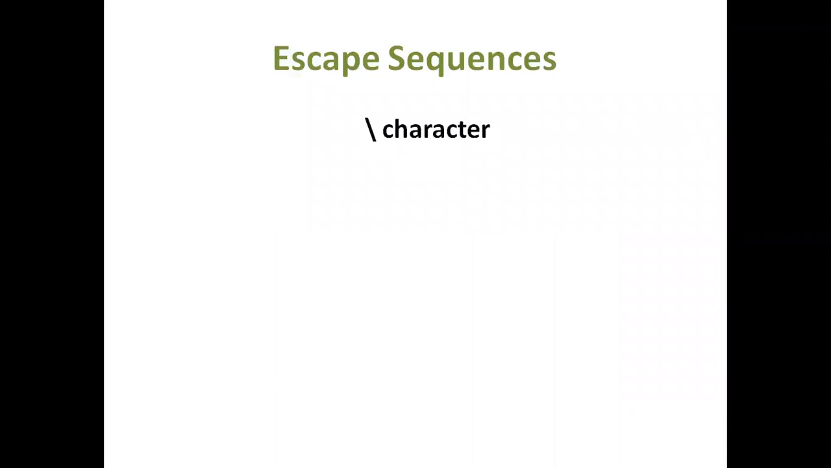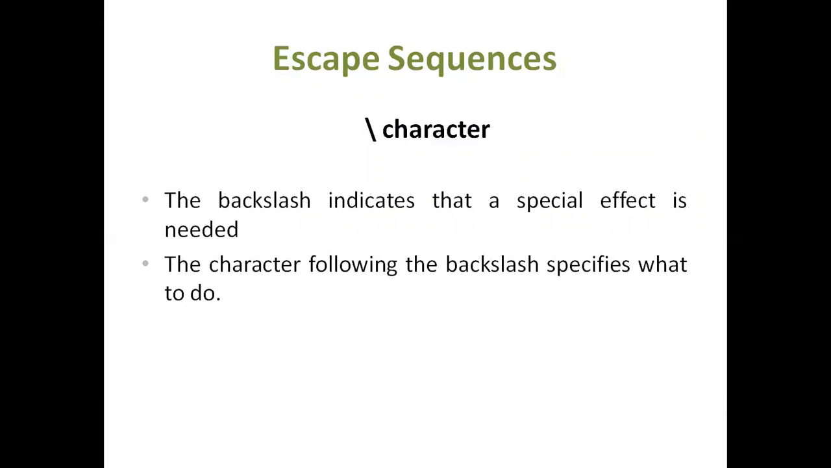As you can see, there is the backslash, and after the backslash, there will be a character from the C character set. Now the backslash indicates that a special effect is needed, and the character following the backslash specifies which action will be performed. But skip sequences are used in the output functions, meaning that they are used in the printf.